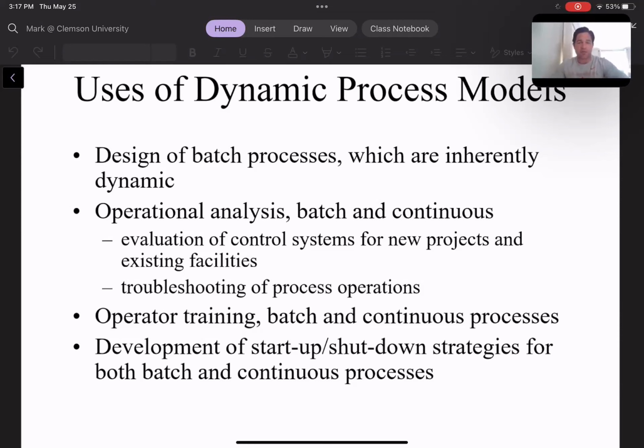Also importantly, for process startup and shutdown, the use of dynamic models is extremely important. For process dynamics and controls, or for controlling a process, it's important to understand the dynamics, because we really have to tell the controller how much and how fast to respond to disturbances that are going to affect the process. So we need to know how flow rates and temperatures affect the process, in order to be able to control the processes and keep them at target set points.